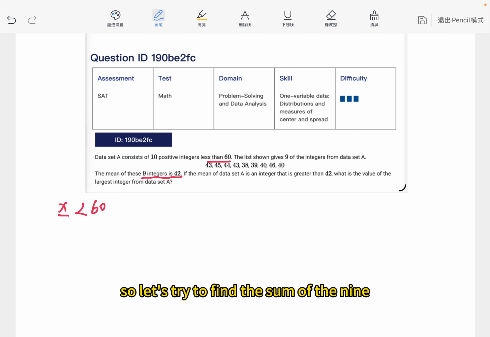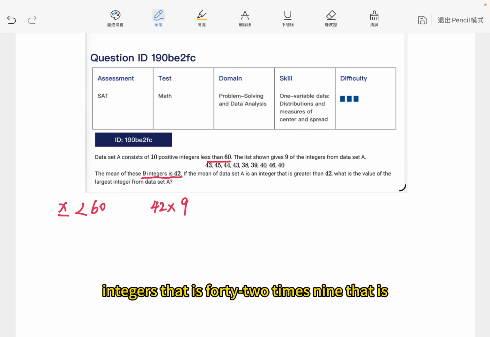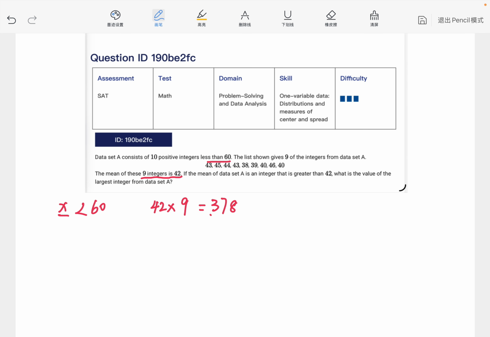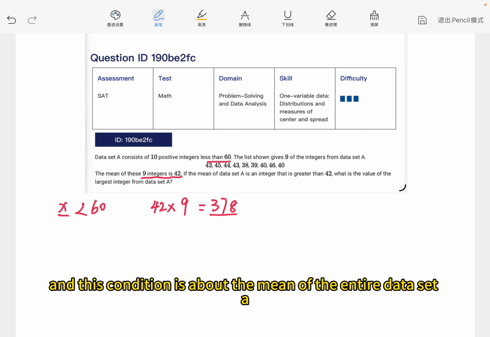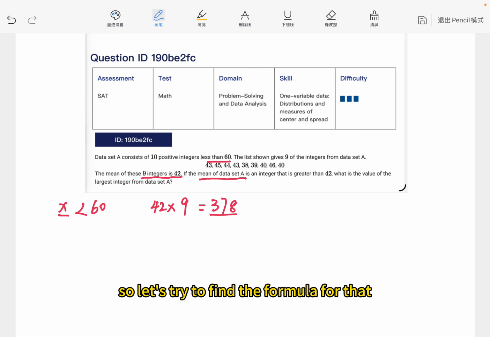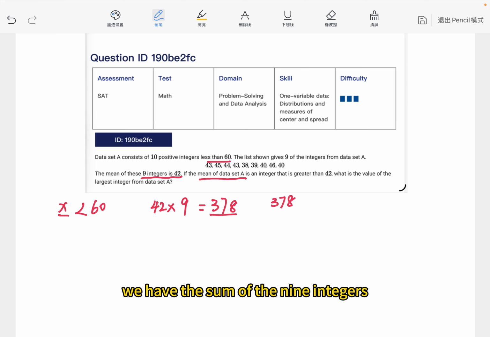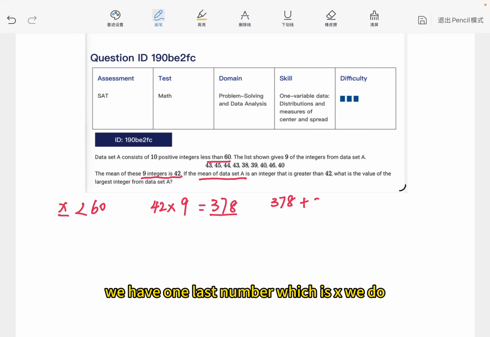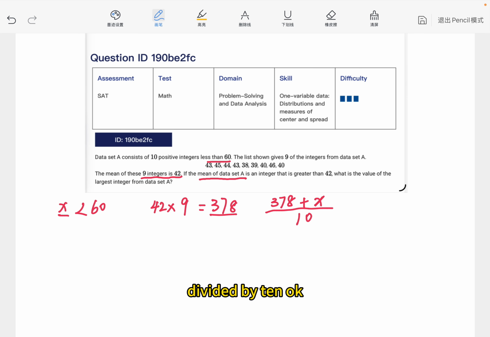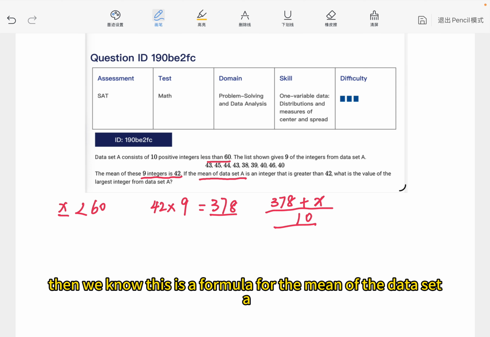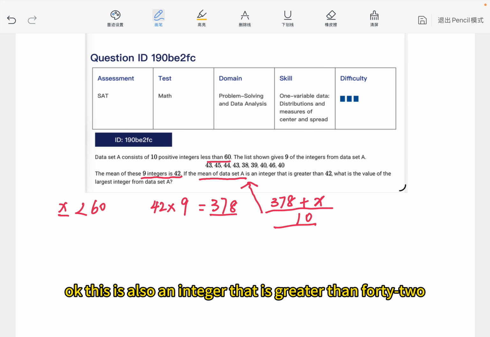So let's try to find the sum of the 9 integers. That is 42 times 9, that is 378. And this condition is about the mean of the entire dataset A. So let's try to find the formula for that. We have the sum of the 9 integers, we have one last number, which is x, and we divide it by 10. This is the formula for the mean of the dataset A. This is also an integer that is greater than 42.